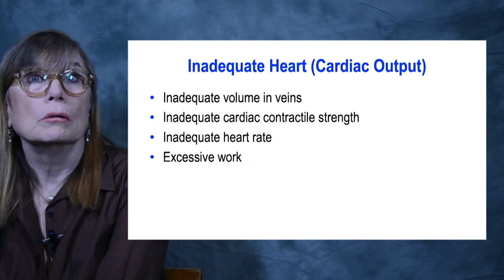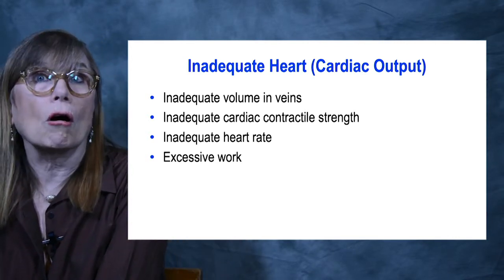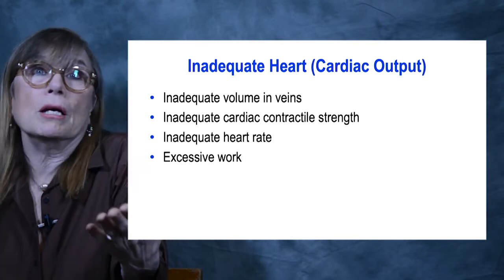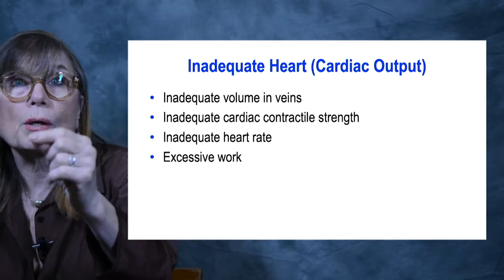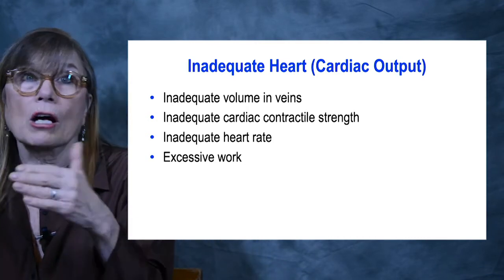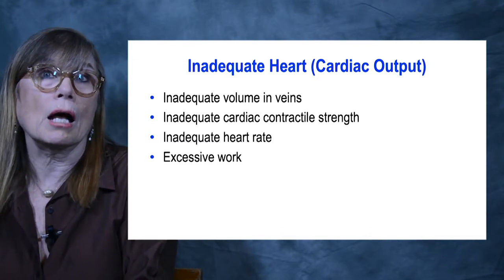Number two, but not necessarily the second cause of shock, is an inadequate cardiac output. Don't have volume in the veins, so you've got hypovolemia, you have a poor cardiac output. You can fix that with volume, but you also can have an inadequate cardiac contractile strength. You're not going to fix that with volume, and you don't fix it with vasopressors. That patient needs an inotrope.